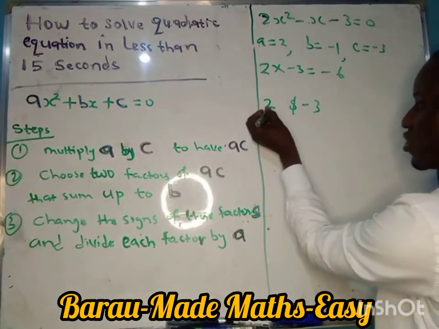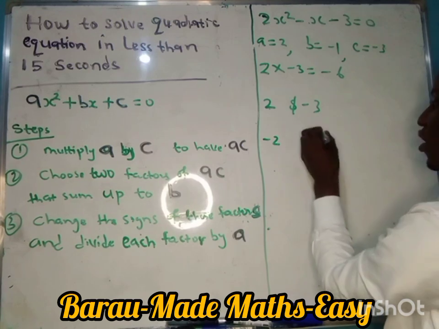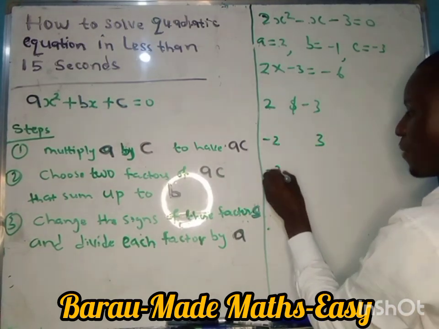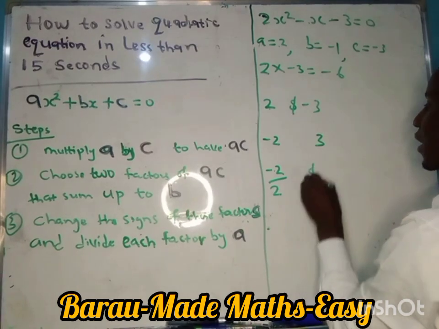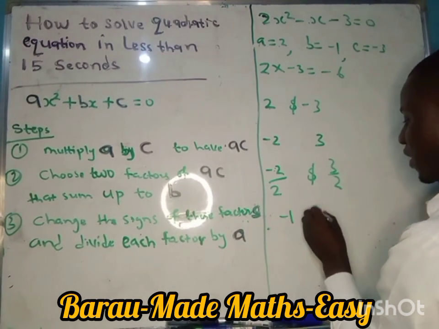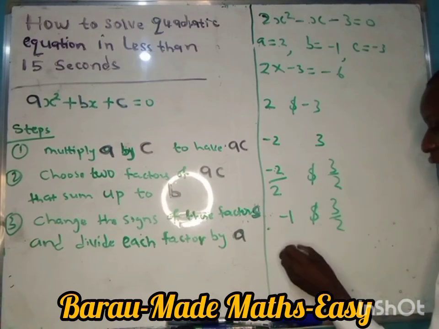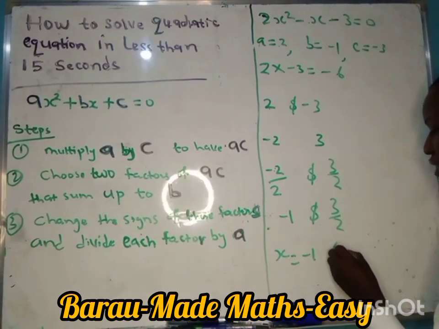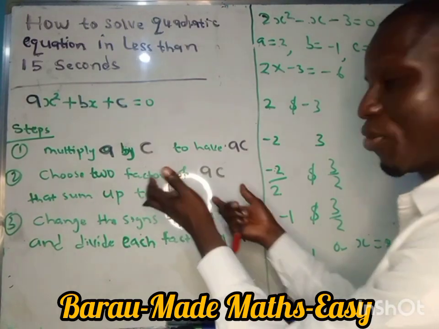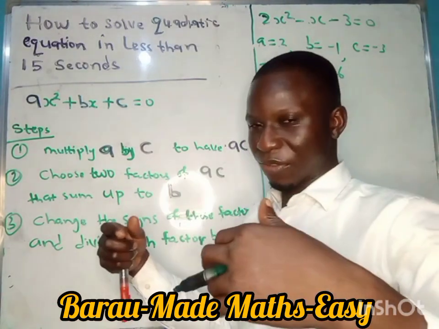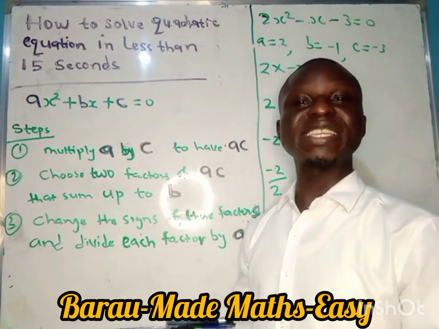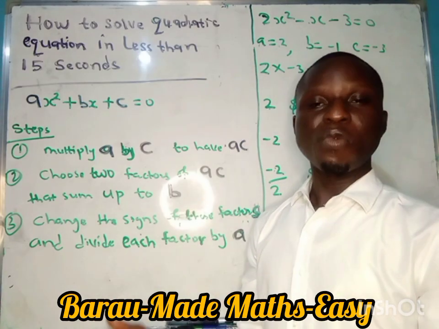So we change 2 to minus 2. We change minus 3 to positive 3. Divide each of them by your a. So you have minus 2 divided by 2 and 3 divided by 2. Negative 2 divided by 2 will give you negative 1. So it means our x is negative 1 or x is 3 over 2. So you can see with this new shortcut, you can solve quadratic equations even in less than 15 seconds. And this will help you in terms of examinations like JAMB, WAEC, and the rest of them.